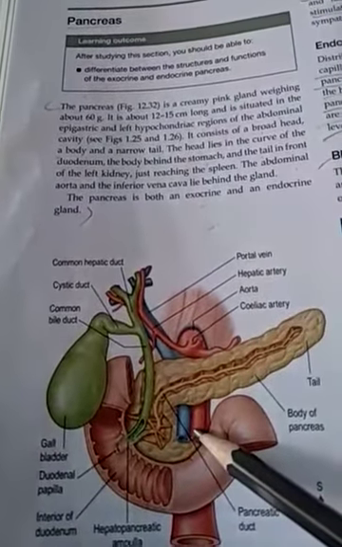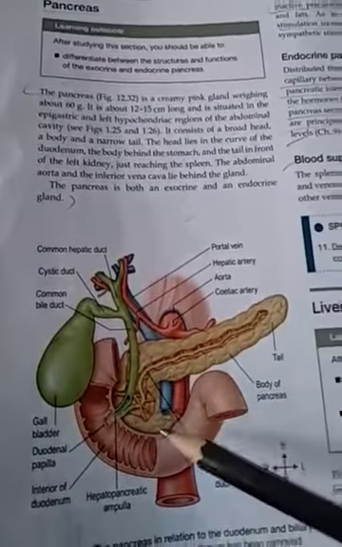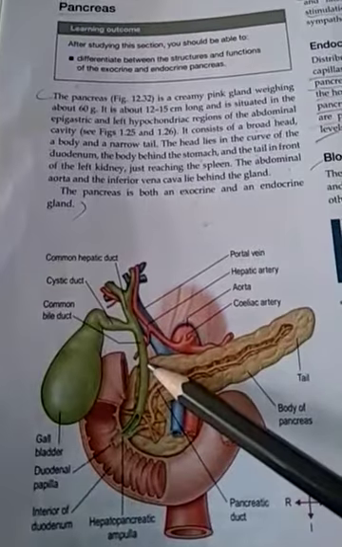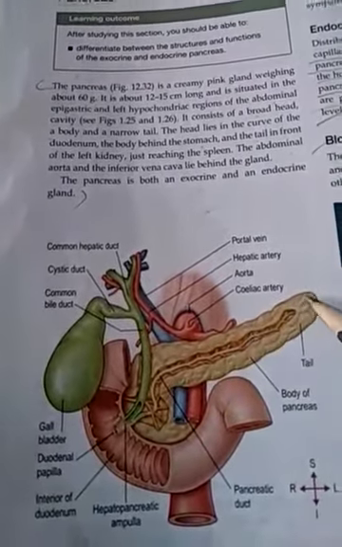Now, it consists of a broad head. This is the head, broad. Then the body, this portion is the body, and this is the tail.